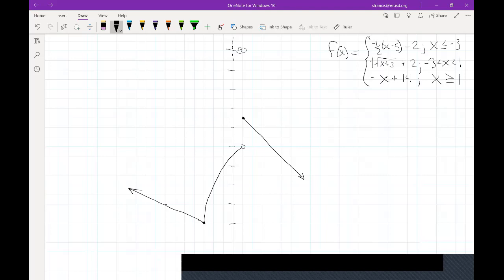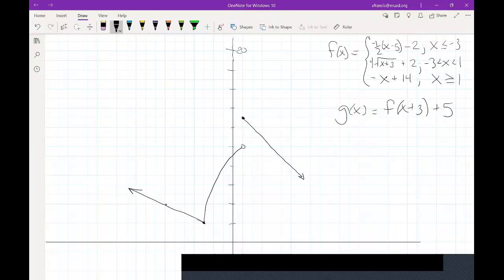Now I still have to graph G, and I don't remember what G is, or maybe I do. It might have been F of x plus three, plus five. I'm going to switch the screen. All right, I'm back. So the x plus 3 tells us we're going to shift left 3 units, the plus 5 up 5 units. And so let me switch colors.